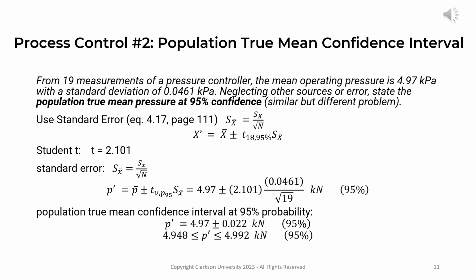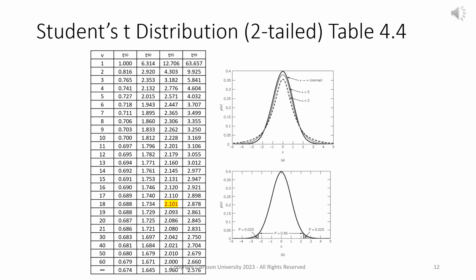We look up the student's t of 2.101, same as before. And this time we multiply times the standard error, which is the standard deviation over square root of 19. With this, the population true mean confidence interval at 95% probability is between 4.948 and 4.992 kilopascals. Here we see the student's t table for 18 degrees of freedom. At 95% probability, we see a t of 2.101.